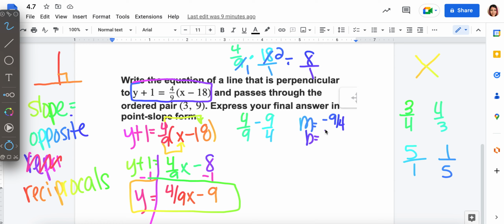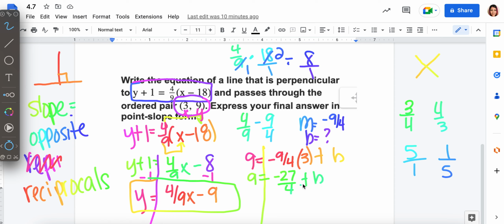We do not know our b, but we have a point. So we can do exactly what we did in the last problem. Plug in 3 for x and 9 for y and solve for b. So I'm going to do that. y equals mx plus b. So y equals m, -9/4 times x, which is 3, plus b, and we're going to solve for b. So you get to do fractions, yay! -9/4 times 3 is -27/4 plus b.